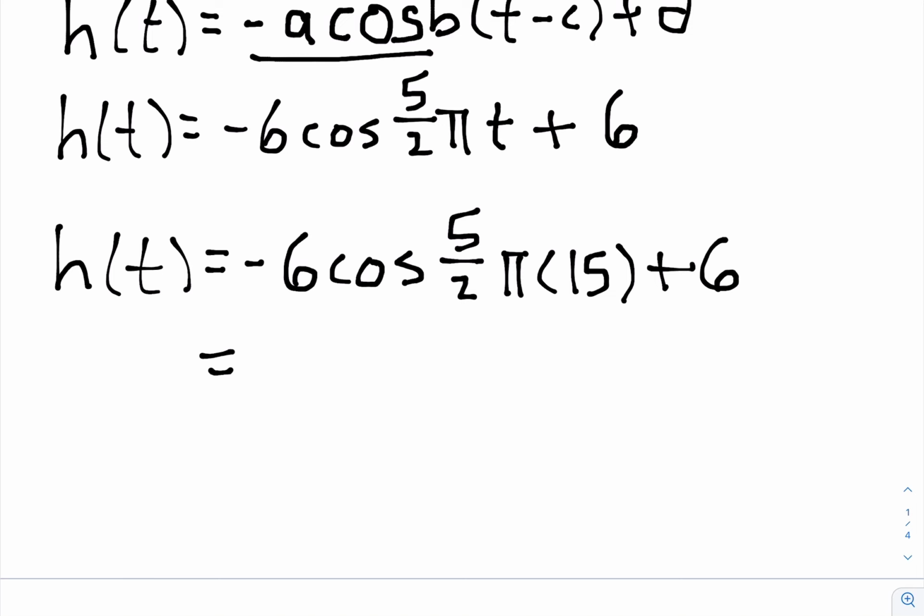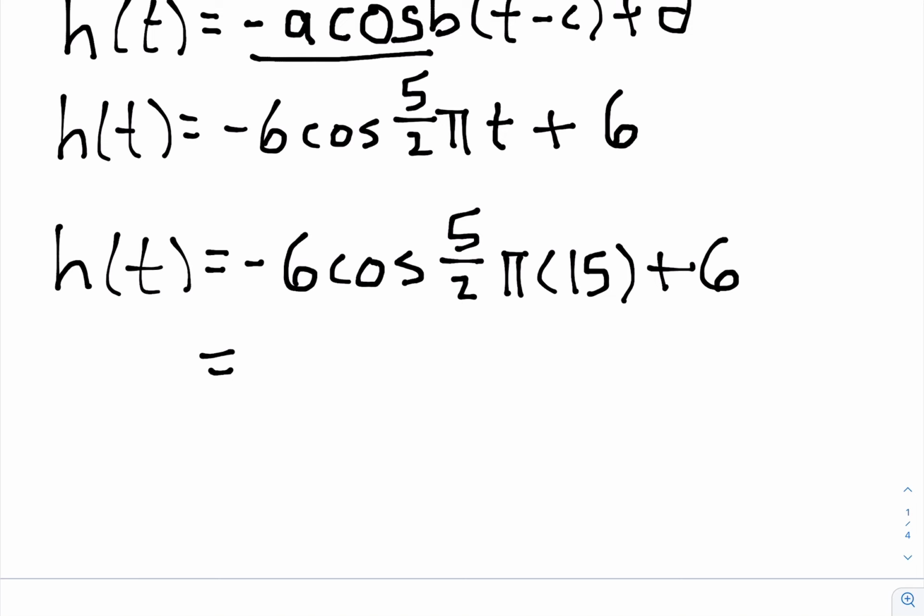Okay, so I'm going to multiply 5/2 pi by 15. So 2.5 times pi, right, times 15. We take the cosine of that, we multiply that by -6. And then we're going to add 6. Right, and I'm just going to make sure I'm in radian mode here. Always make sure you're in radian mode when you're doing these questions because it looks like it could have messed me up here.